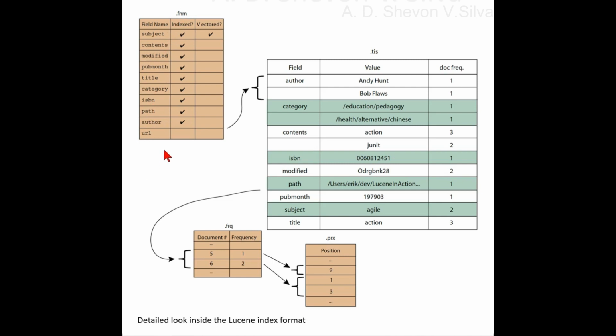Each field is assigned a unique integer field number according to the order in this file. That field number, instead of the string name, is used in other Lucene files to save space.